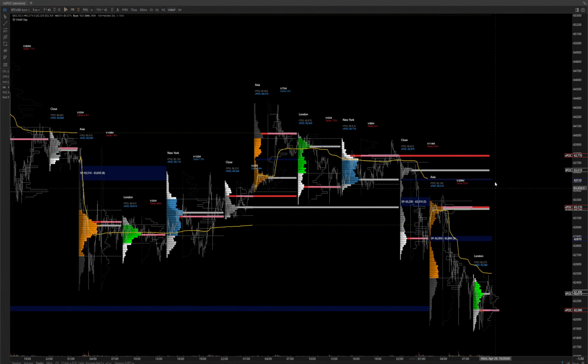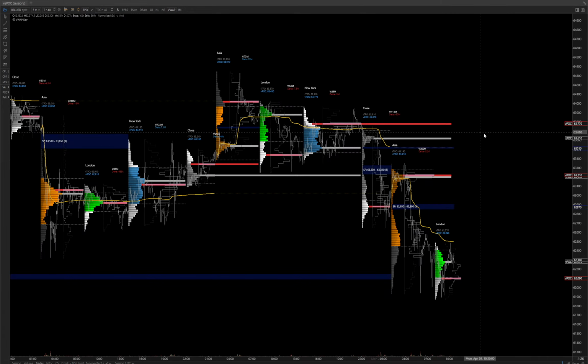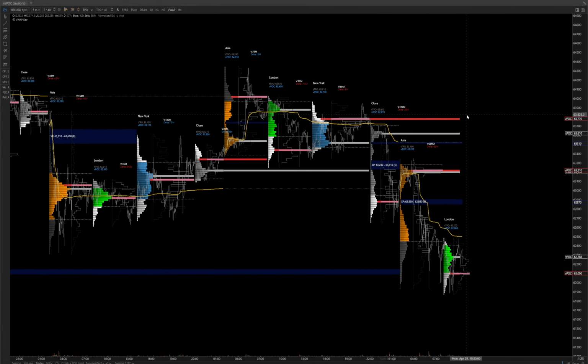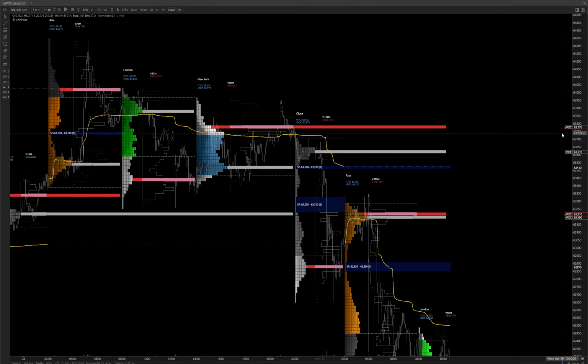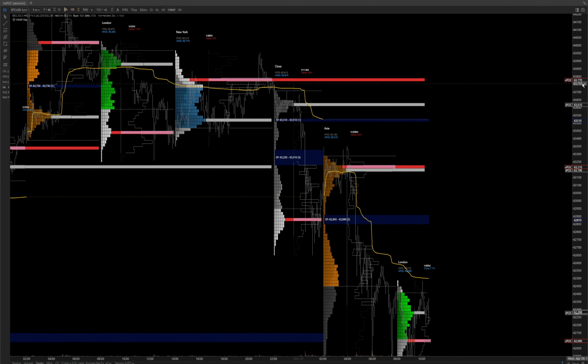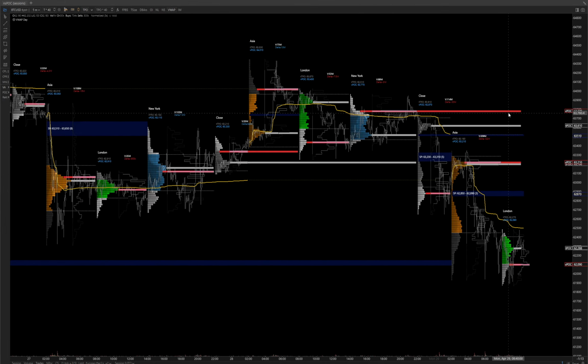So you take all the naked levels like this, because again this is stronger than the ones that are already hit. We look for the untapped values, and so here, for example, this one is not hit, it's untapped, so we take this 63,770 by the way. And yeah, that's it really.